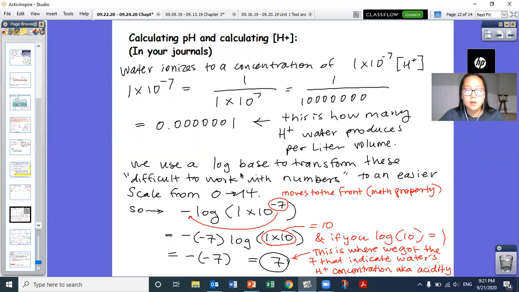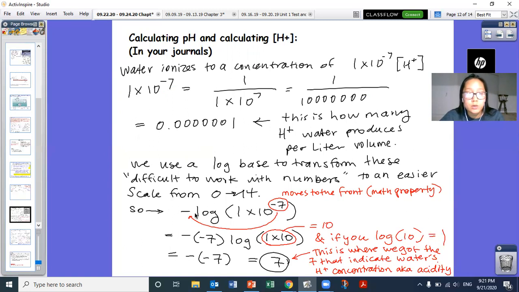So we use a log base to transform these difficult to work with numbers, because if you're just talking about all these zeros all the time, it's really hard to write out every single time, and then also explain and make sure that you're saying the right number of zeros each time. So we changed it to an easier scale of 0 to 14, right?